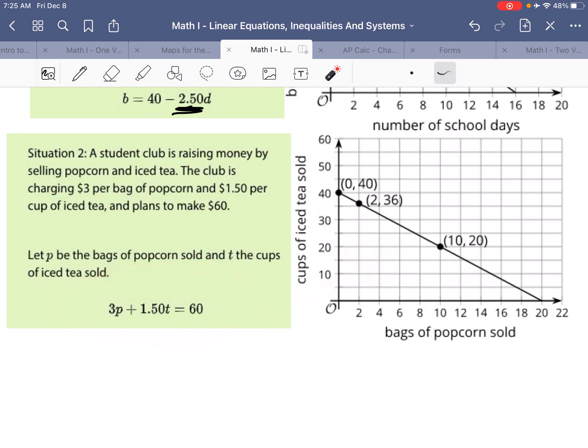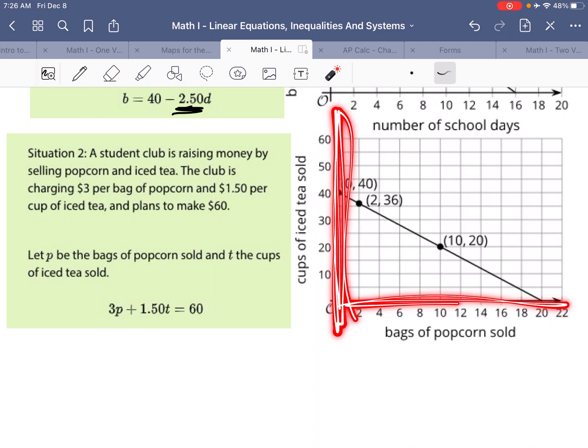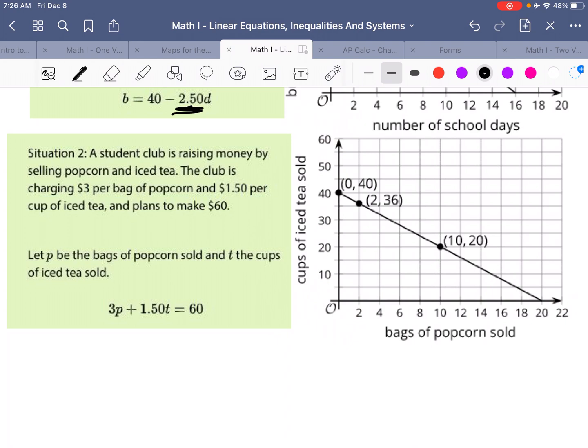There's two ways we can do that. The first way is we can change this into slope-intercept form. Slope-intercept form is y equals mx plus b. We don't have an x and a y here. However, we have a horizontal and a vertical, and since y is usually the vertical, in this case we have cups of iced tea, what I want to do is solve this equation for t.